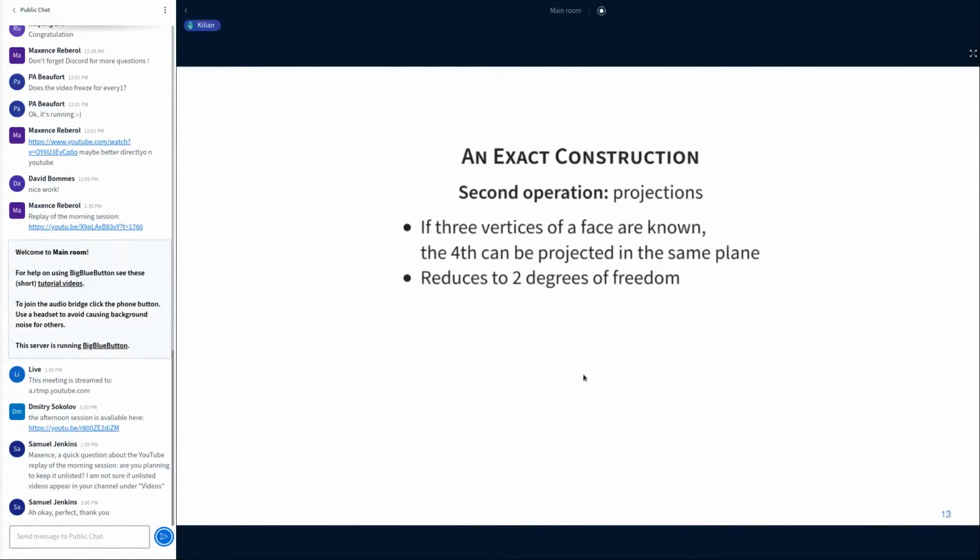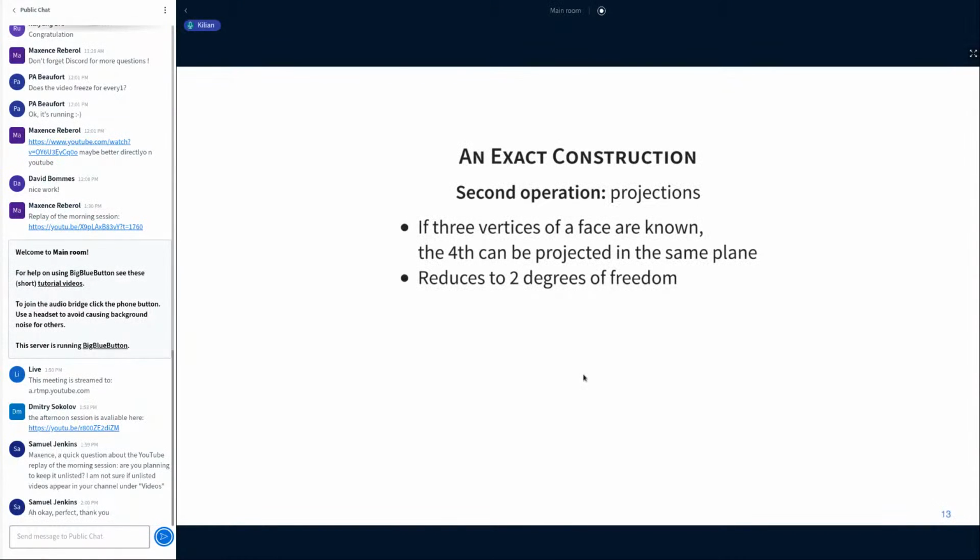Secondly, if you have 3 vertices of a face in a single plane, you can project the last vertex of the face onto the closest point in that plane. Again, since we know that our approximation is very close to a geometric mesh, we expect that the projection onto that plane is going to allow us to make a geometric mesh.